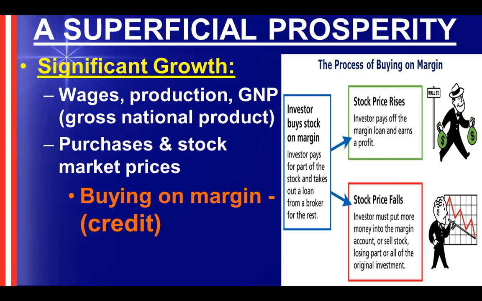Significant growth also is seen in the stock market, and one of the economic fads of the 1920s was that if you had a little extra money, you need to go out and buy a stock because it's just going to go up. It's going to make you more money. You're going to become a millionaire.